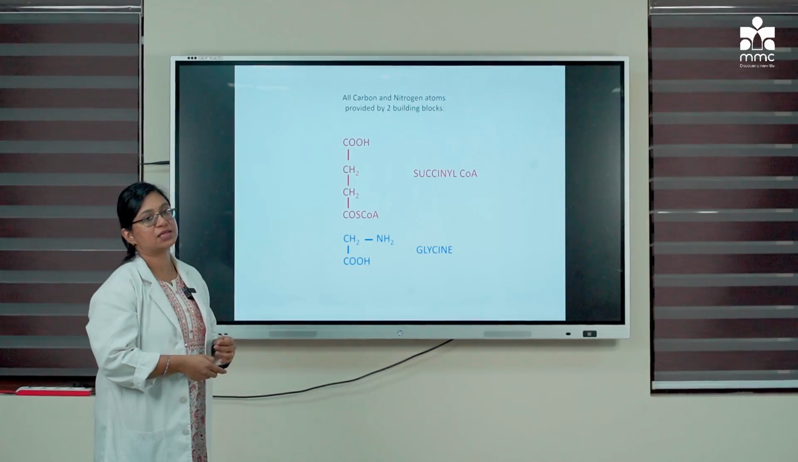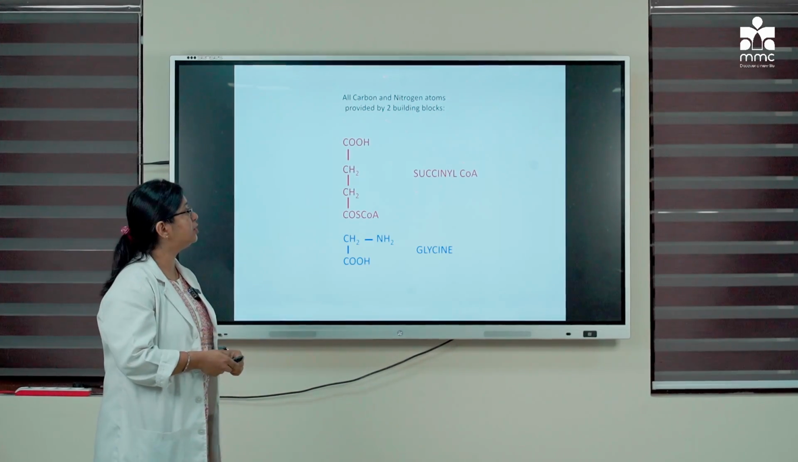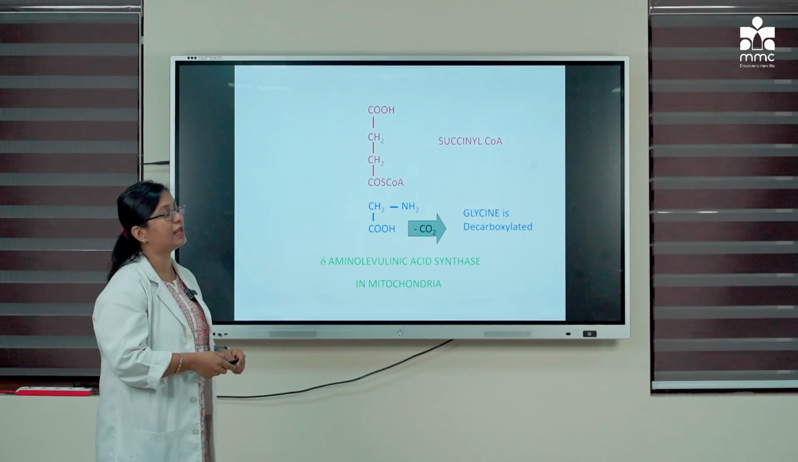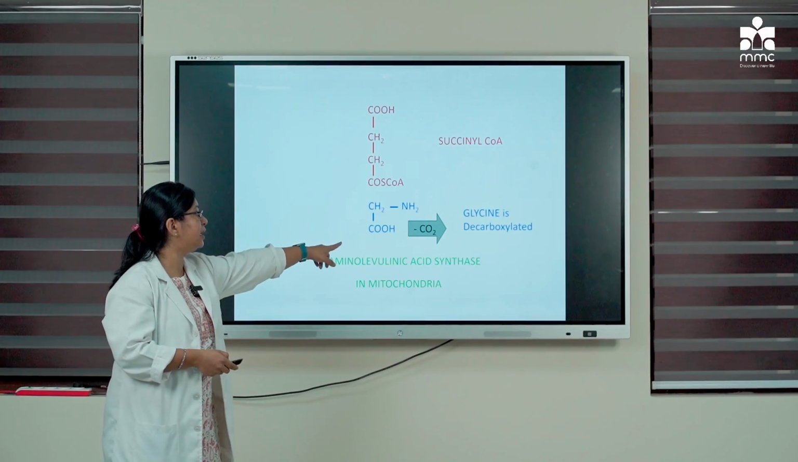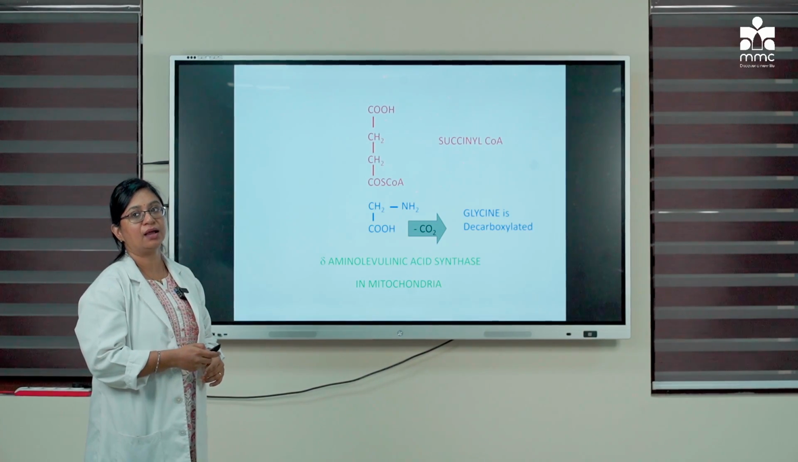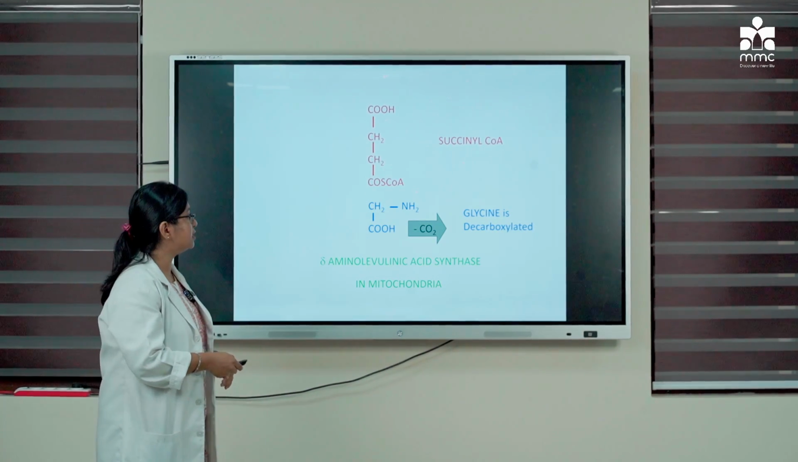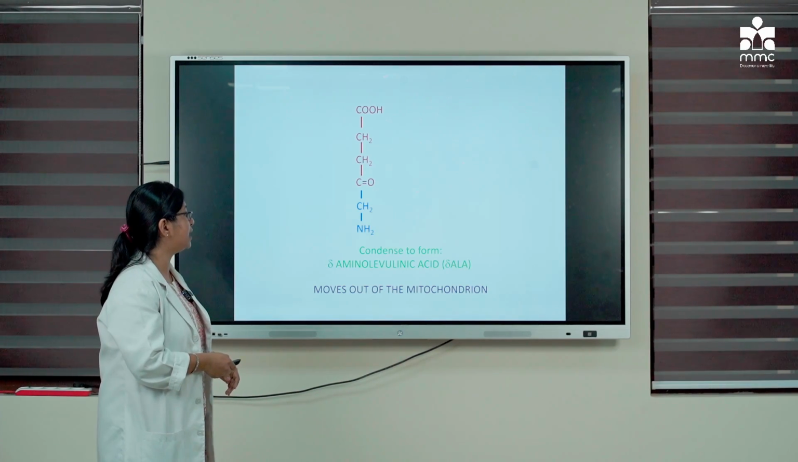So, the first step, as I had already told, is glycine plus succinyl CoA. They will be joining under the action of the enzyme ALA synthase. There is going to be decarboxylation, and the product formed in the first step is delta ALA, or amino levulinic acid. So, this is the structure of amino levulinic acid.